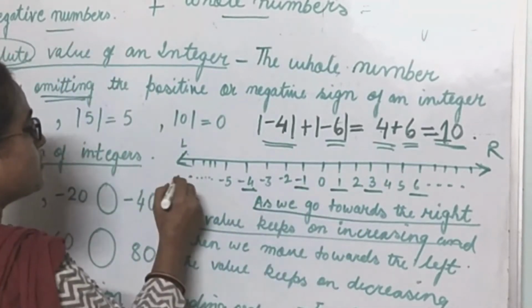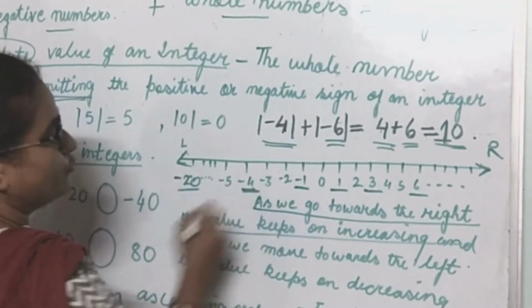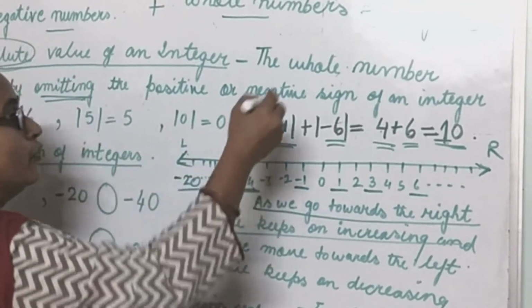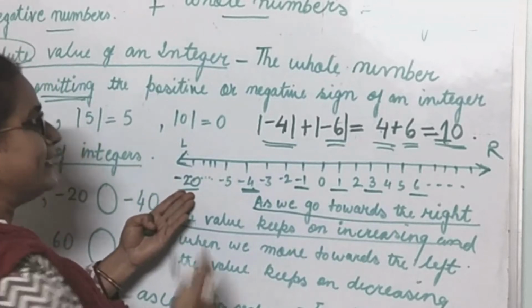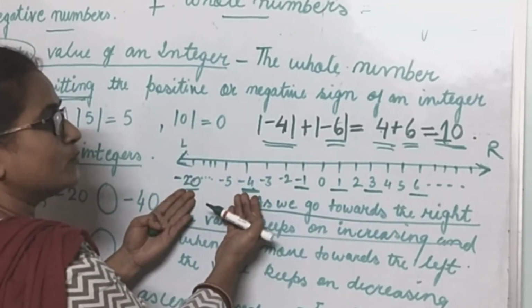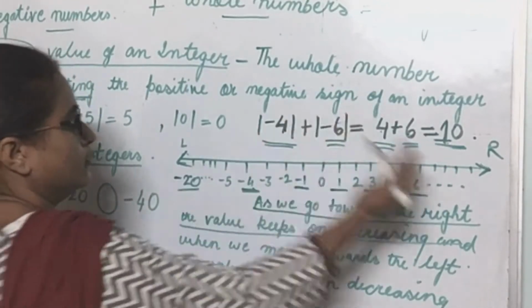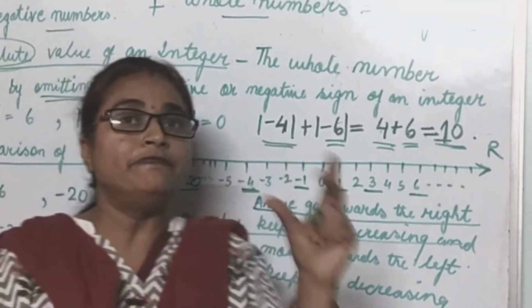Now suppose I have written minus 20 over here, so minus 20 and minus 4. Which is greater? You have to see which number is towards the right. Minus 4 is towards the right, so minus 4 is greater. So, children, you should not get confused.